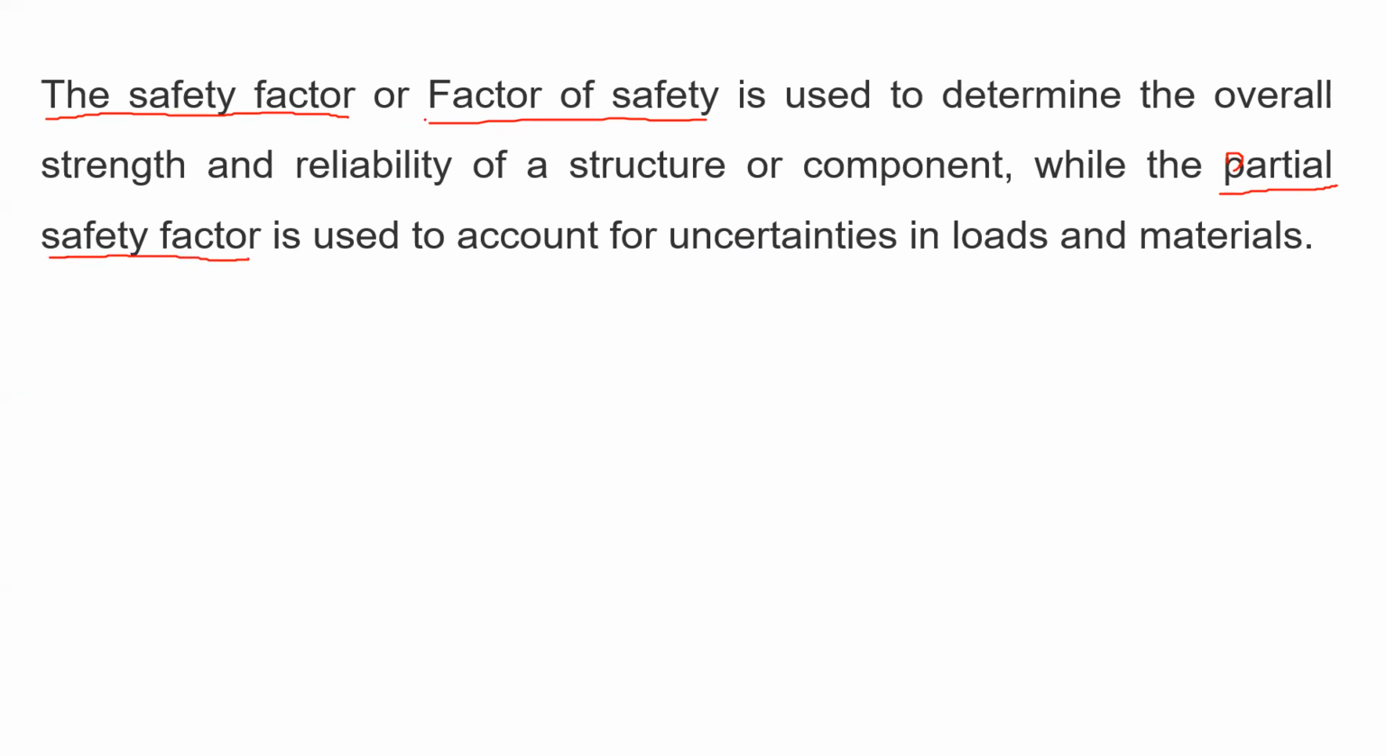Now the safety factor or factor of safety is used to determine the overall strength and reliability of a structure or component, while the partial safety factor is used to account for uncertainties separately, that is in loads and materials. Why are we saying partial safety factor? Because safety factors which we have to consider are partially for loads and partially for materials, so we are saying it as partial safety factor.